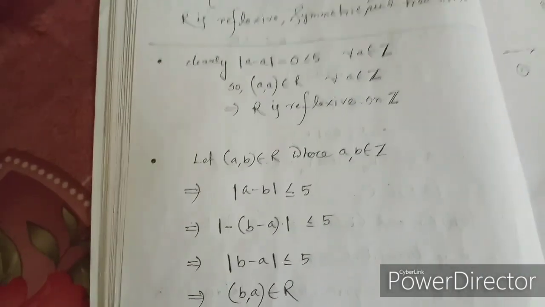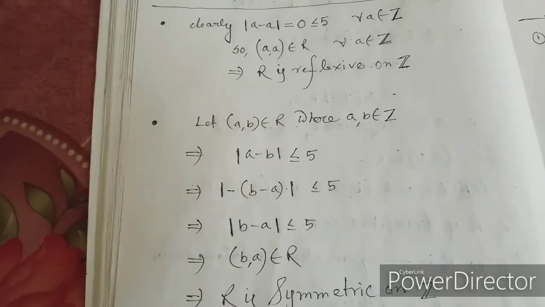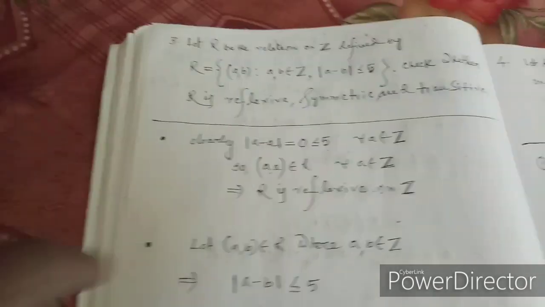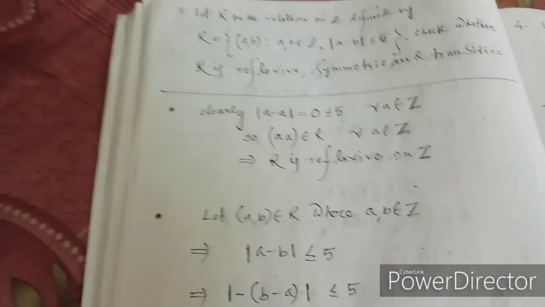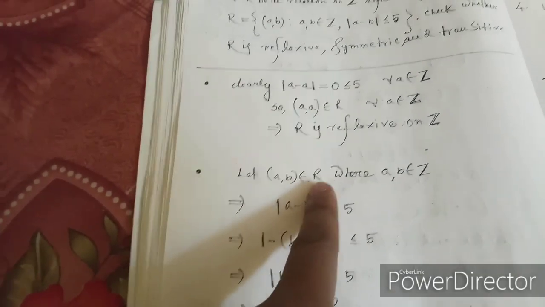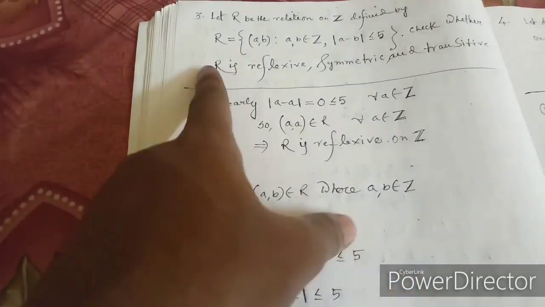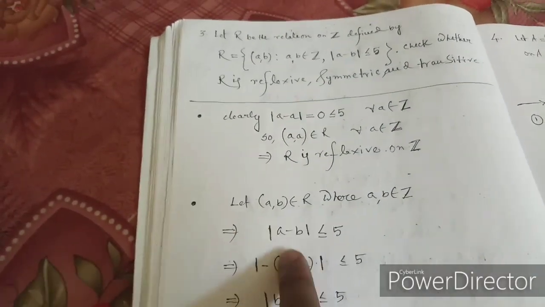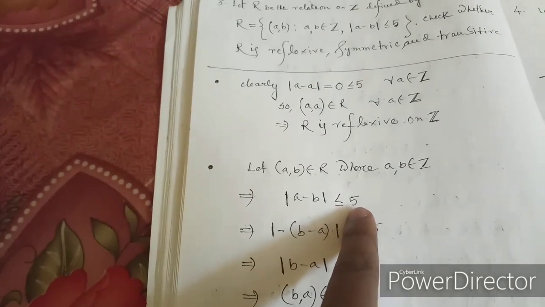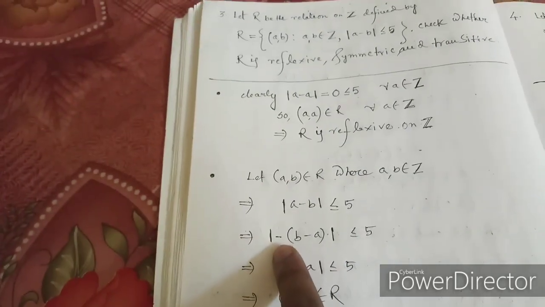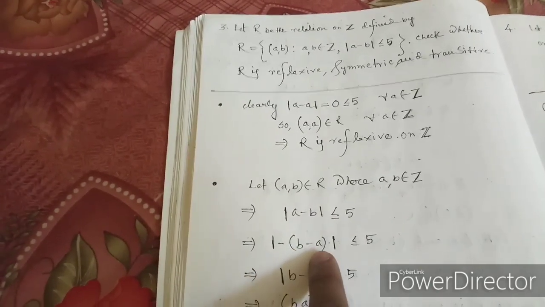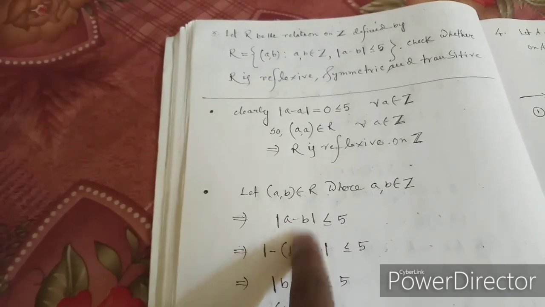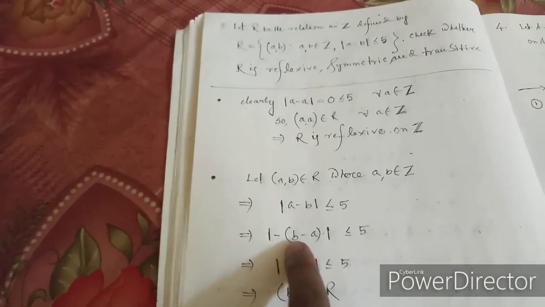So now for the second part, the symmetric part. Let (a, b) belong to R, where a and b belong to Z, because of the definition of R. That's fine. So (a, b) belongs to R. By the definition of R, it is clear that |a - b| is less than or equal to 5. This can be written as |-(b - a)|, which is less than or equal to 5, since the minus is common.